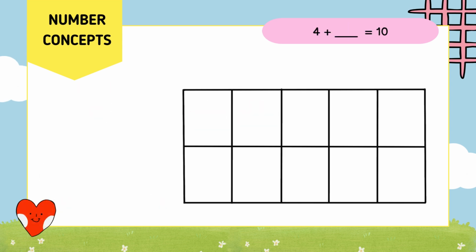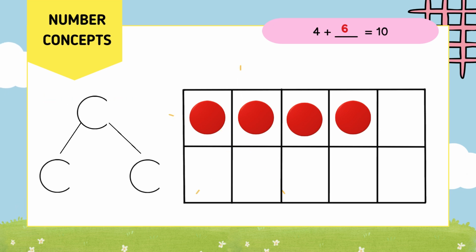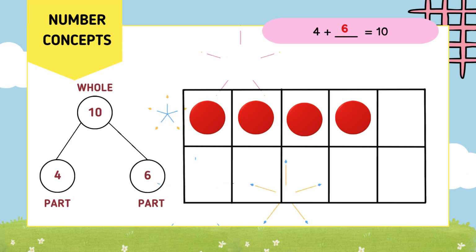Let's try another one. 4 plus what number makes 10? Fill the 10 frame with 4 counters. Count the empty squares. 1, 2, 3, 4, 5, 6. There are 6 empty squares, so 4 plus 6 equals 10. And here's the cherry model representation. 10 is the whole and 4 and 6 are parts.